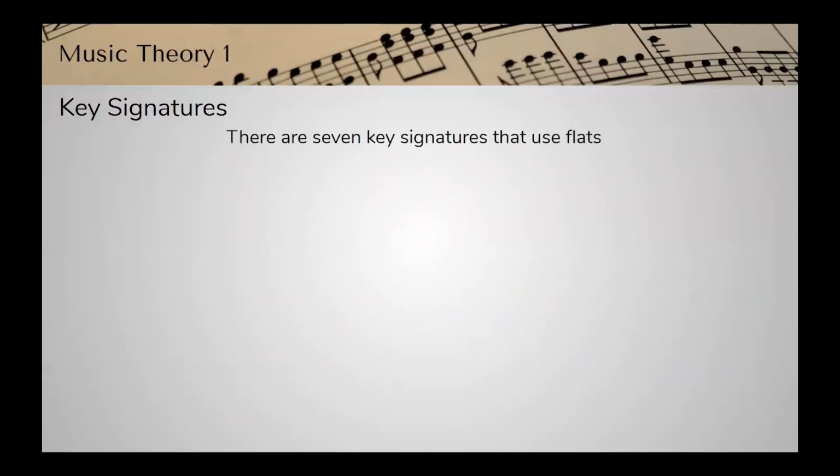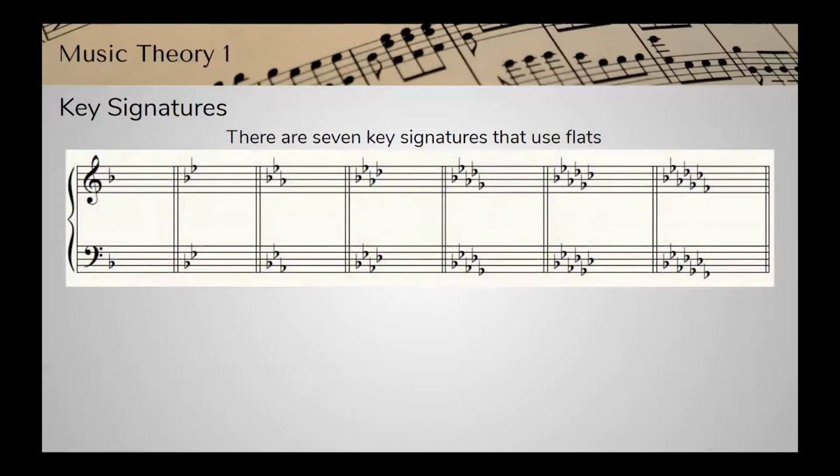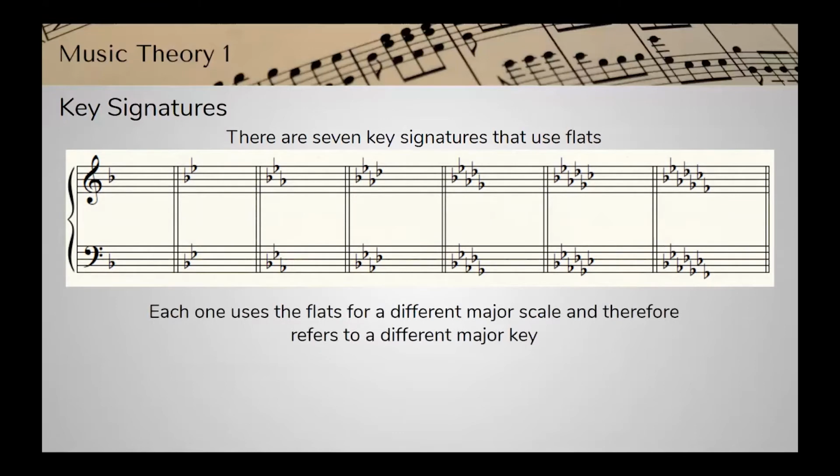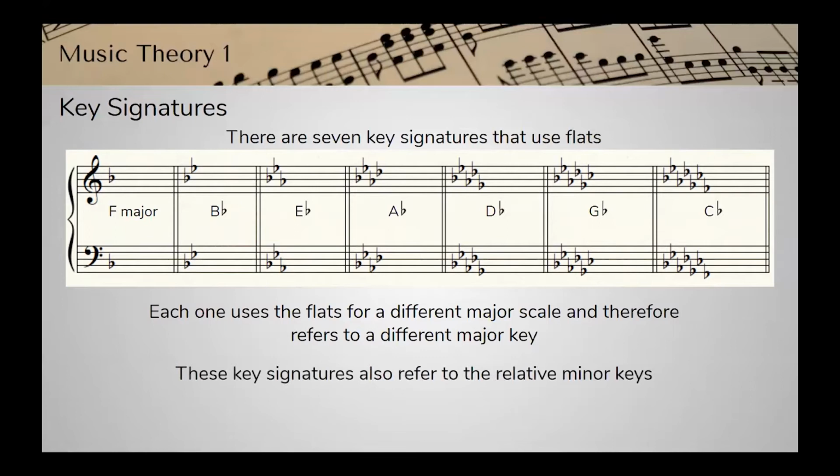Okay, and there are also 7 key signatures that use flats, from 1 flat all the way to 7 flats. Each one uses the flats of a different major scale and therefore refers to a different major key, just like the sharps. The one all the way over there on the left with 1 flat is F major, 2 flats is B flat major, 3 flats is E flat major, 4 flats is A flat major, 5 flats is D flat major, 6 flats is G flat major, and interestingly, 7 flats is C flat major, just like 7 sharps was C sharp major. Music is interesting.